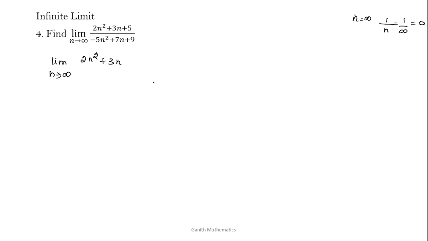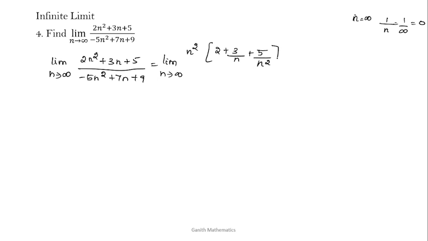In a similar way, you are going to do (2n square plus 3n plus 5) divided by (minus 5n square plus 7n plus 9), which is equal to limit n tends to infinity. I am taking n square outside, so it will be 2 plus 3 by n plus 5 by n square. Am I right? So you can multiply with this n square and check whether we are getting the same term. And in the denominator also, it is minus 5 plus 7 by n plus 9 by n square. So the numerator n square and denominator n square will get cancelled.